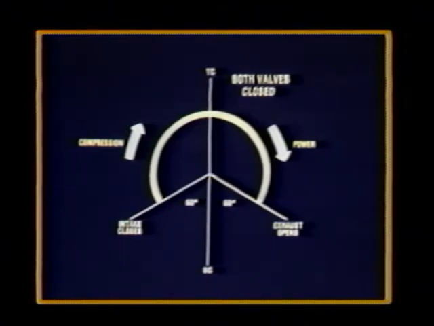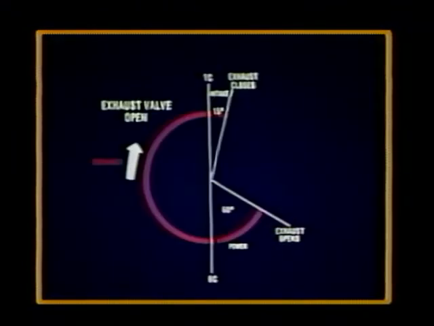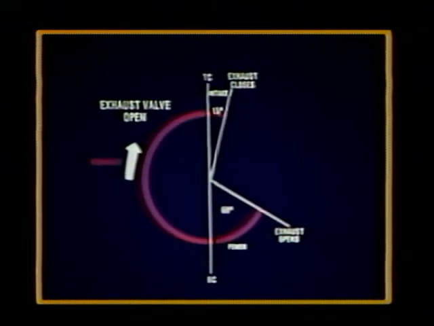Both valves remain closed through the remainder of the compression stroke, and until the piston is down to within about 60 degrees of the bottom of the power stroke. By this time, most of the energy has been extracted from the expanding gases, and the exhaust valve opens to allow the remaining pressure to force burned gases out. This valve remains open until after the piston has passed over the top and has moved down about 15 degrees on the intake stroke.